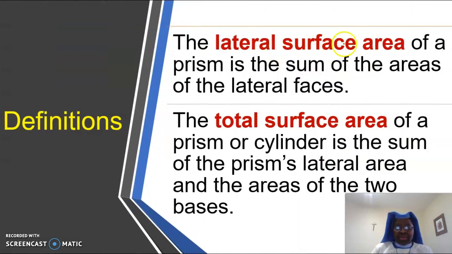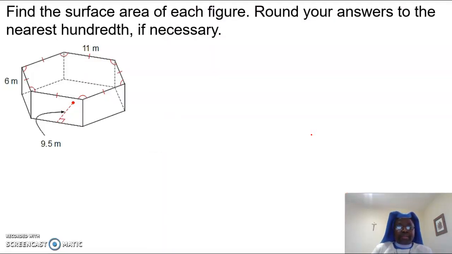To find the lateral area, find the area of each of the lateral faces and then add them up together. To find the total surface area, add the total area of the bases and the total area of the lateral faces. So let's do a problem.